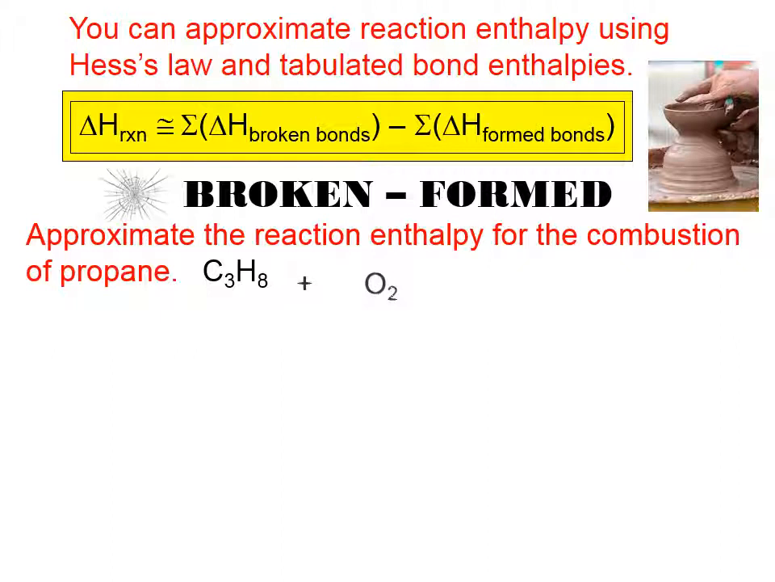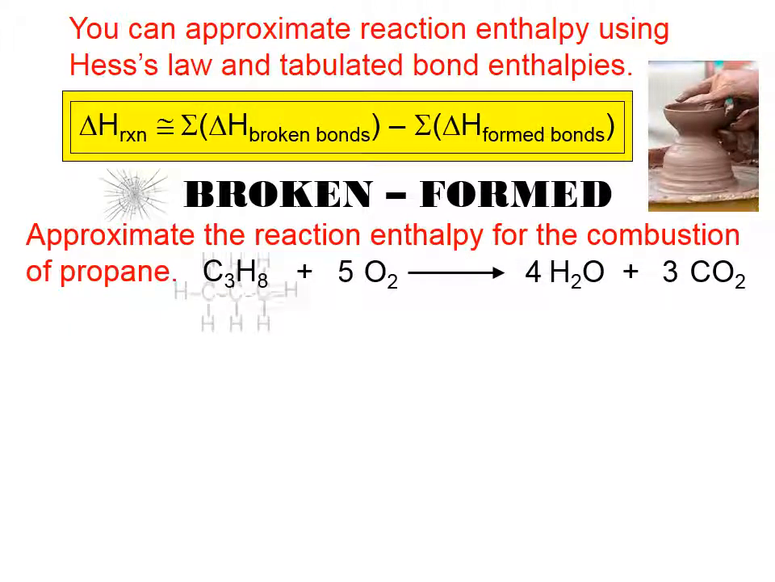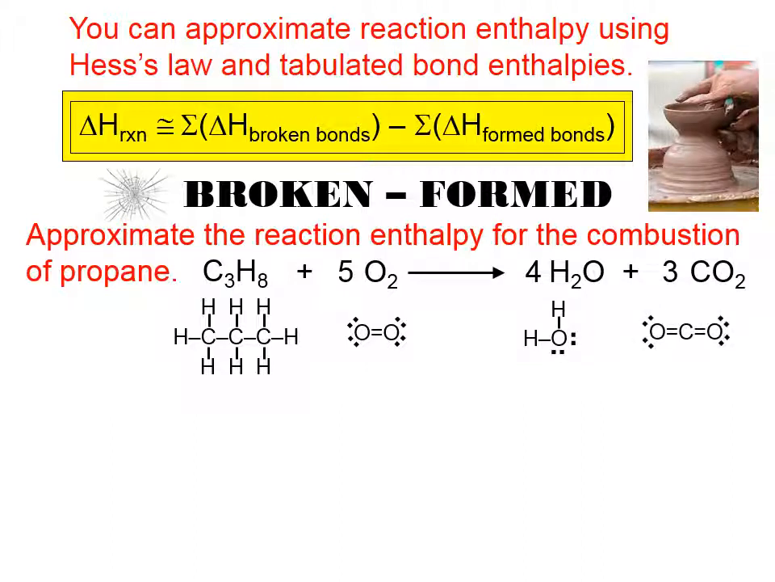Combustion refers to the other reactant being oxygen, and we're supposed to know that any time we have complete combustion of a hydrocarbon, we're going to get carbon dioxide and water. Then we need to balance this. I trust you can do that. What we'll do now is draw the Lewis structure for each of these different substances. There's propane. Oxygen is most easily represented this way. Water and carbon dioxide.